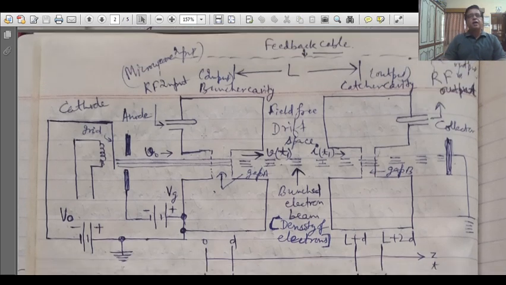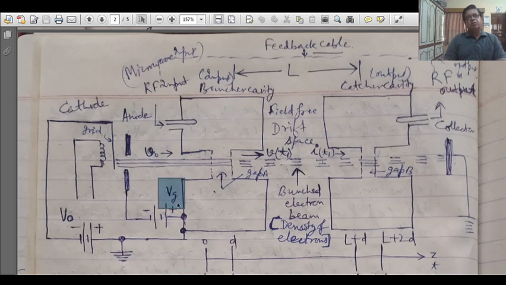This is a well-labeled diagram. Every part is clearly shown here. The first part is the cathode, and some voltage is applied here. The electron beam is emitted from the cathode, and that voltage is known as VC or V cathode.